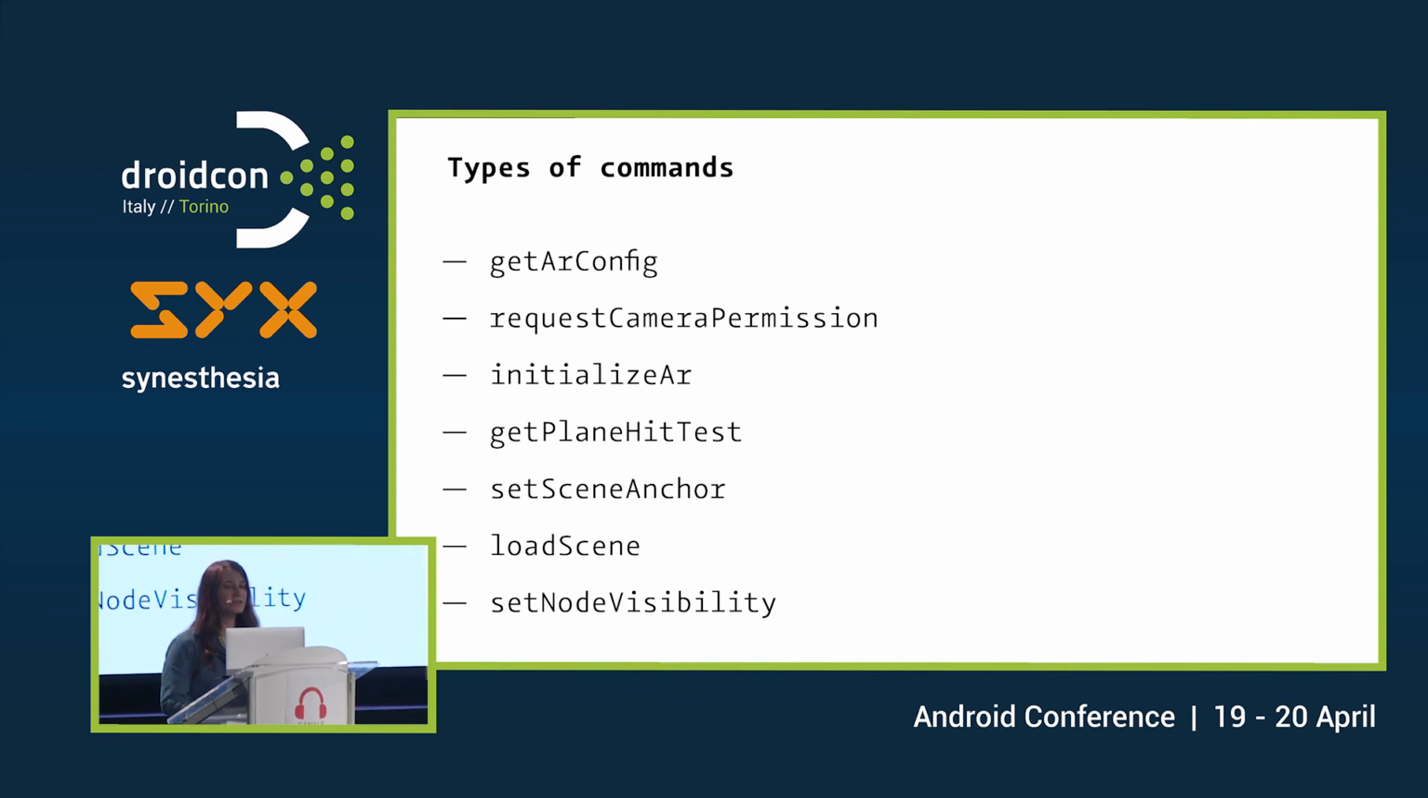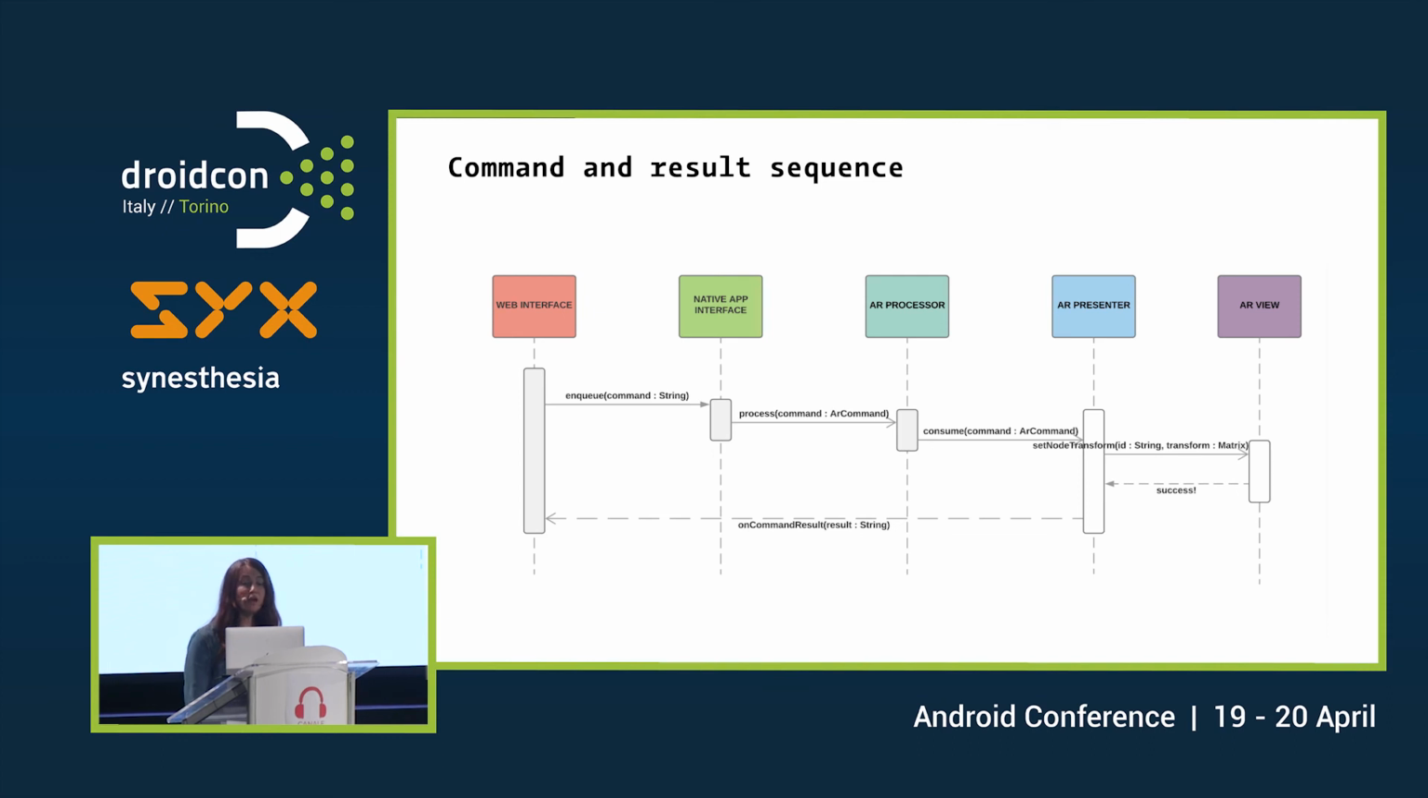We can also set the scene anchor. We can load a scene. We can set the node visibility, and a ton more interactions with nodes. In fact, any that we wish, because we can continue to add to this interface and version it as we go. So altogether, the loop looks something like this.